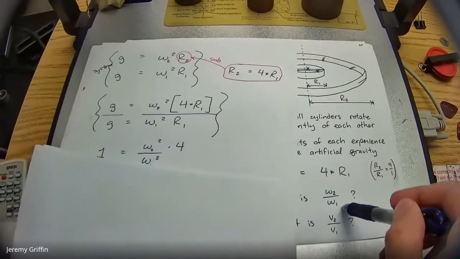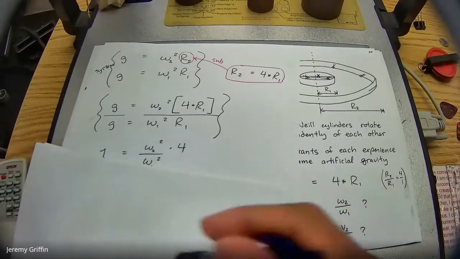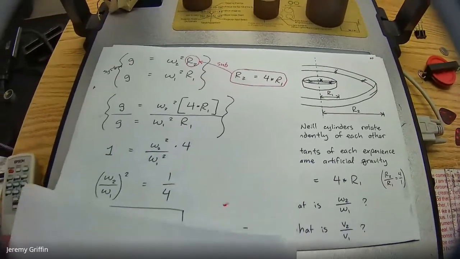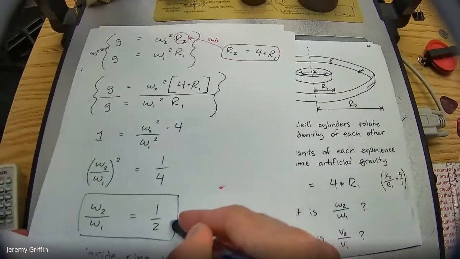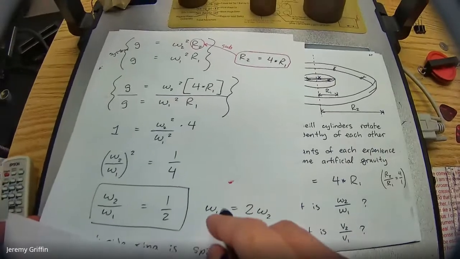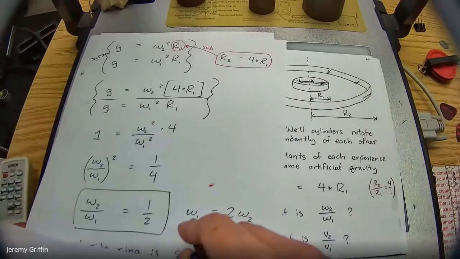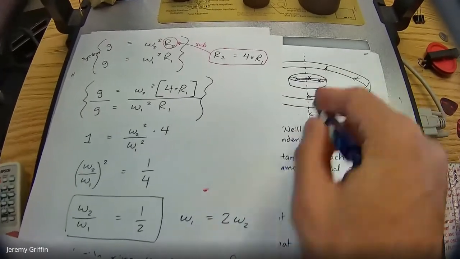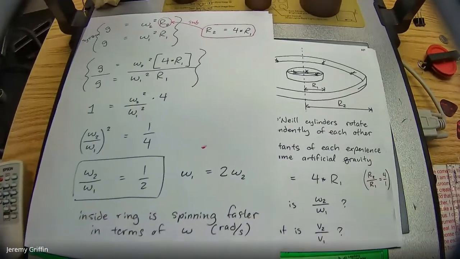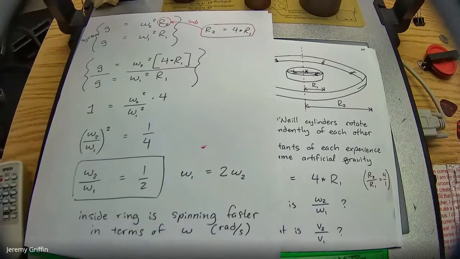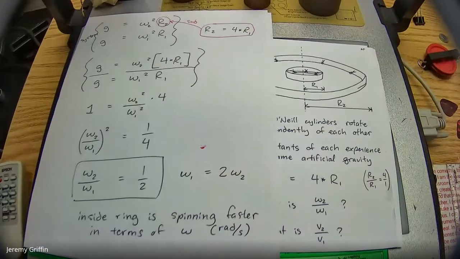So pretty much done with the physics at this point. You're just doing some algebra. So divide the 4 over, take the square root. What's the square root of a fourth? A half. Or you could think of it this way. The small O'Neill cylinder is spinning twice as fast as the big cylinder in terms of angular velocity. So the inside ring is spinning faster in terms of radians per second. It'll make 2 revolutions in the same time that it takes the big ring to make 1 revolution.